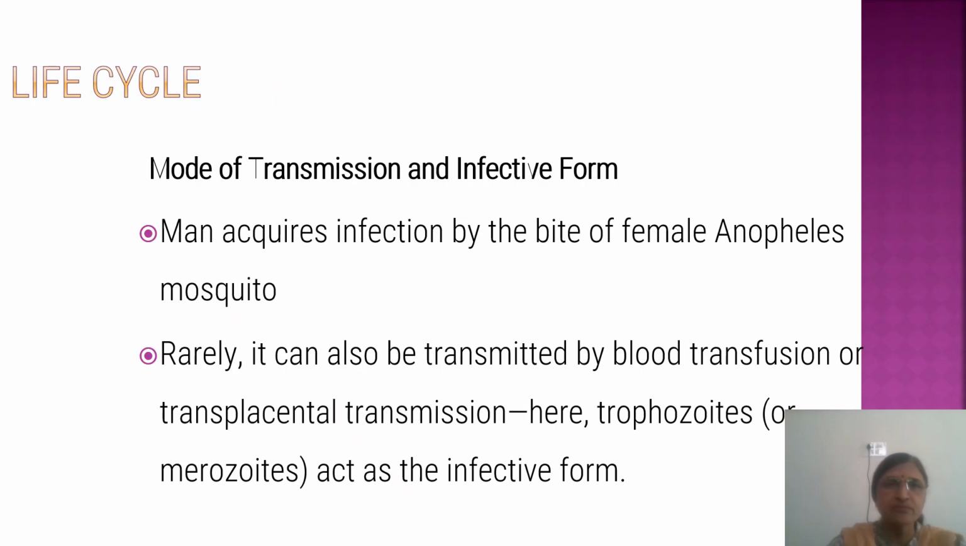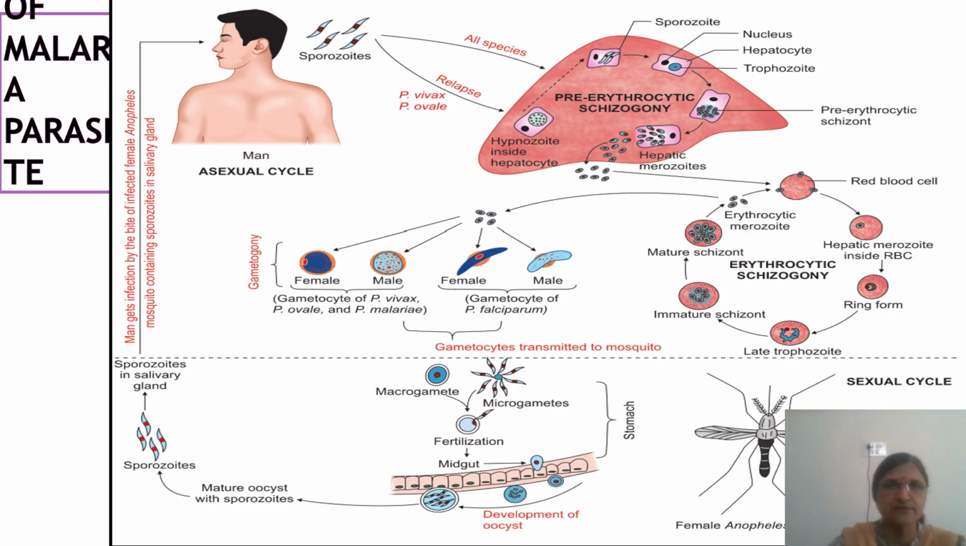RBCs. The first mode of transmission is the bite of the female Anopheles mosquito, which you already saw, and rarely it can be through blood transfusion or transplacental forms. In that, the infective forms are trophozoites or merozoites.